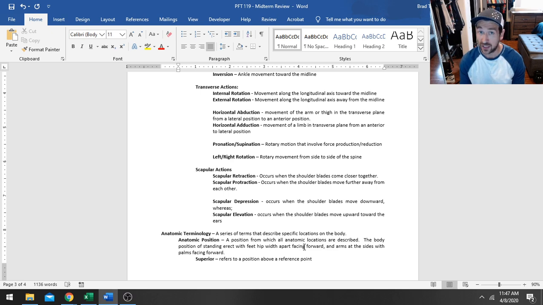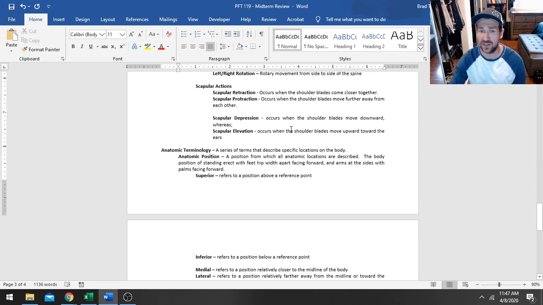And then you've also got some special terms, pronation and supination, which is rotary movement involving either force production or force reduction. Pronation would be when you are rotating a door handle like that, and supination would be when you are rotating a door handle like that. You can think of it this way: give me soup. It's the easiest way to remember it. Then you've also got left-right rotation, which is just happening in the spine, either moving to the left or to the right.